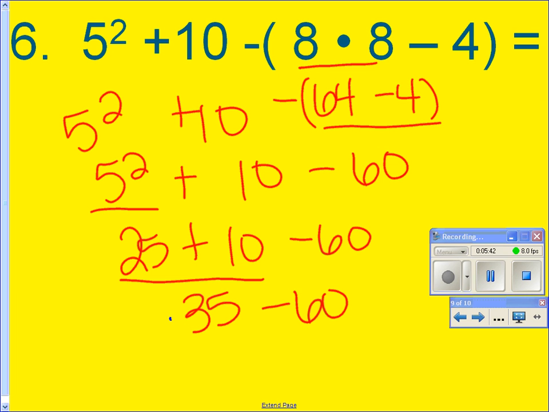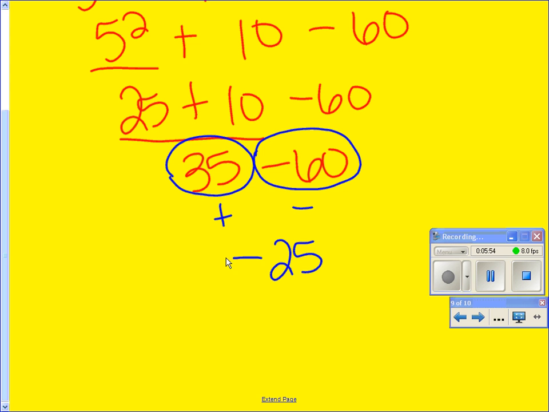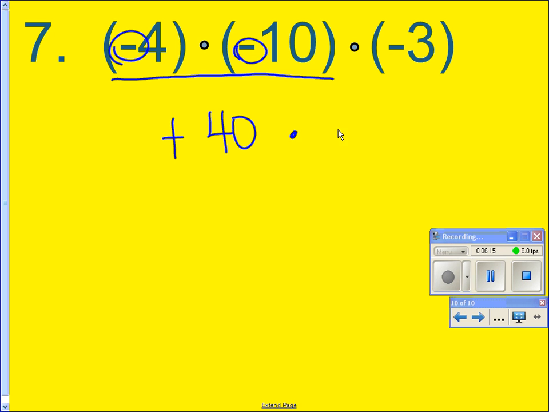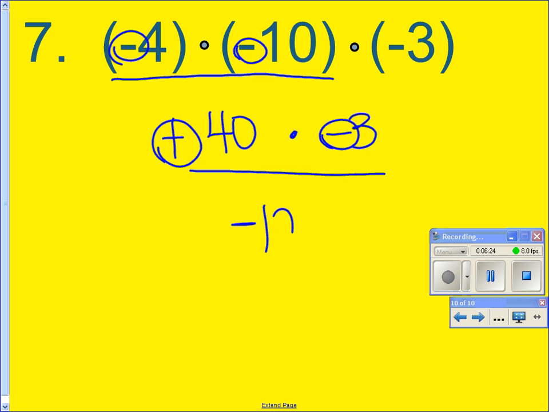35 minus 60, you have two teams. You have team positive, team negative. The negatives win by 25. So the answer is negative 25 for this problem. Last question. Since these are all multiplying problems, you are going to just move from left to right. So negative 4 times negative 10, they are both negatives, so same signs means you will get a positive answer, which is 40. Bring down the times negative 3. These are different signs, so you will get a negative answer, and 40 times 3 is negative 120.